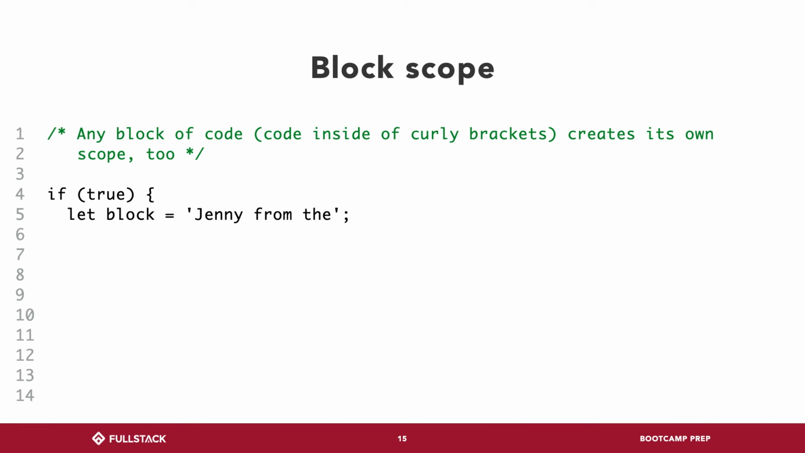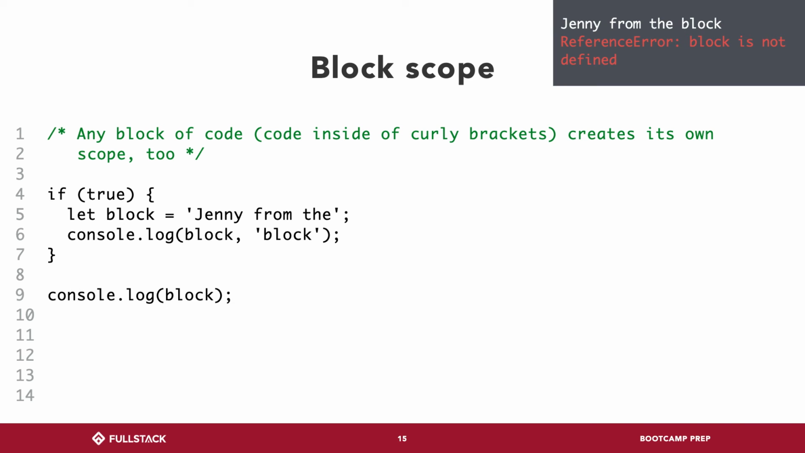Any block of code inside of curly brackets creates its own scope too. If true, let block equal Jenny from the block; console.log block, console.log Jenny from the block. Reference error. This has access to this, but this does not. We cannot look inside of the if statement from the outer scope, because this is the if statement scope. This is its own block scope. Does everyone understand this?